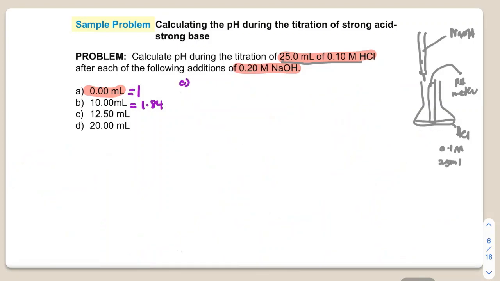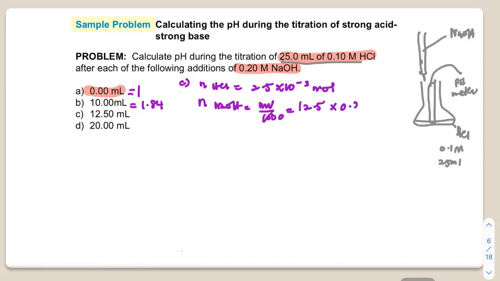C is when 12.5 ml of the sodium hydroxide is added. So first we have to know the amount of the HCl that we have, which is 2.5 times 10 power of negative 3 mole. And then the number of mole of the sodium hydroxide that is added is mV over 1000. So 12.5 multiplied by 0.2 over 1000. The amount is 2.5 times 10 negative 3 mole.